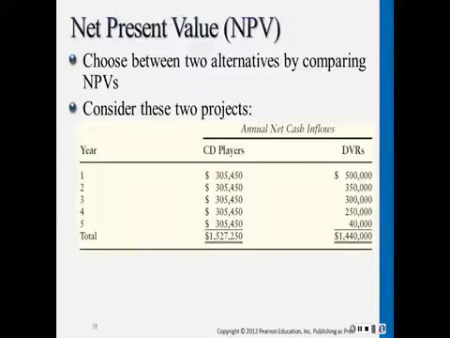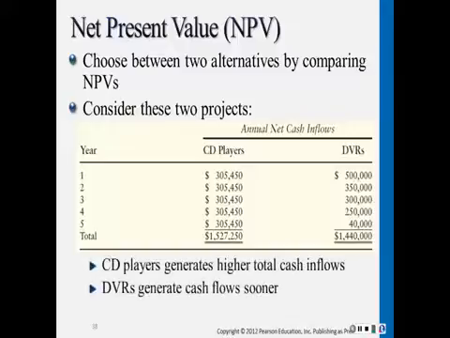Greg's Tunes is considering producing CD players and digital video recorders, or DVRs. The products require different specialized machines that each cost $1 million. Each machine has a 5-year life and 0 residual value. The two products have different patterns of predicted net cash inflows. The CD player generates more net cash inflows, but the DVR project brings in cash sooner.